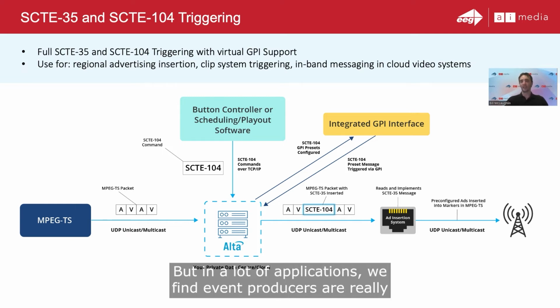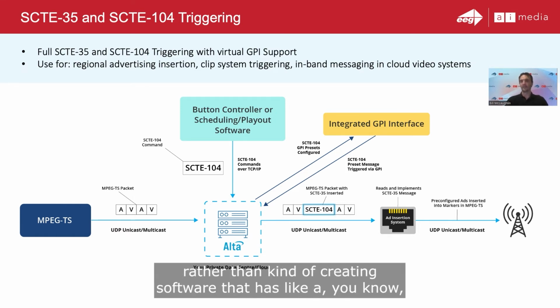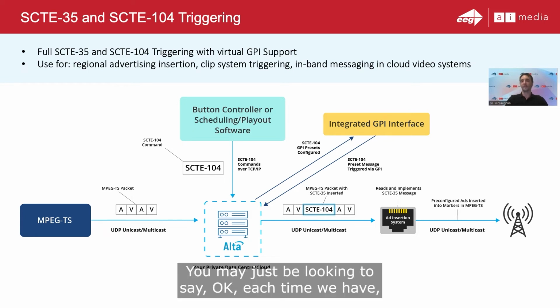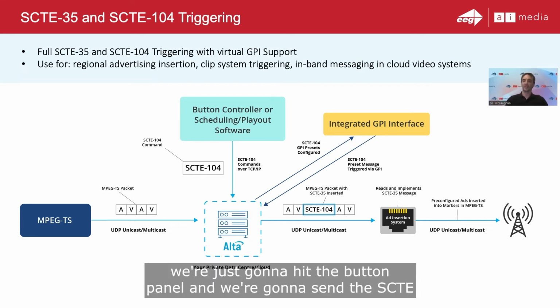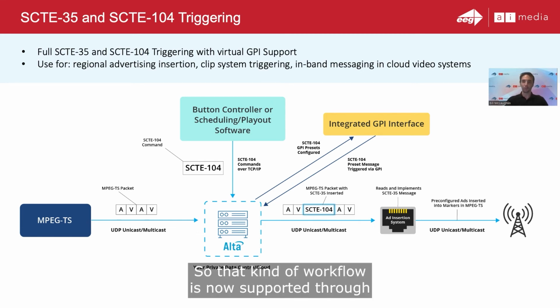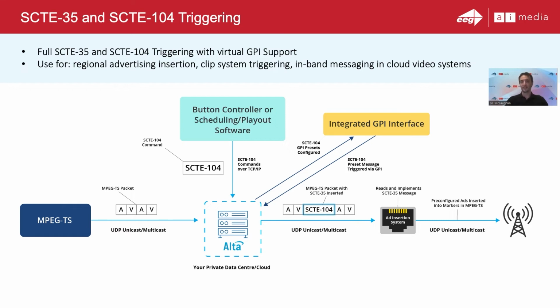But in a lot of applications, we find event producers are really looking just for a kind of a one-touch button panel, rather than creating software that has a more detailed schedule of all the SCTE events. You may just be looking to say, okay, each time we have a timeout or a speaker break, we're just going to hit the button panel and we're going to send the SCTE trigger, and we'll send another one when we're returning to air. So that kind of workflow is now supported through Alta through this virtual GPI interface.